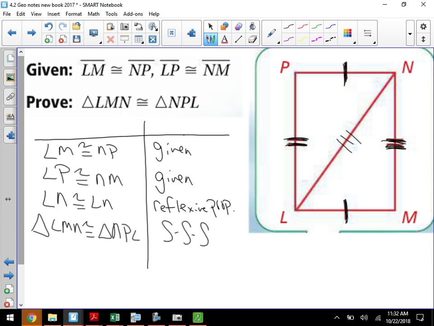So, how many total steps are there in this one? Total things you had to write down. Four times 2 is 8. There's 8 total. That's what I mean by that. There's 4 statements, 4 reasons. Okay? There's 8 total things. Of those 8 things, 4 of them were given to you. Right? The 5th one was also given to you. If you really think about it, this last bit here had to say that the triangles were congruent.